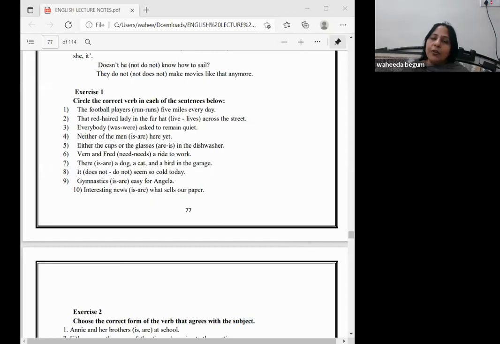Both were asking to be freed. Several are seeking justice. For the indefinite pronouns several, few, both, many, others are always plural. The indefinite pronouns some, most, all, none are singular or plural according to the meaning of the sentence.